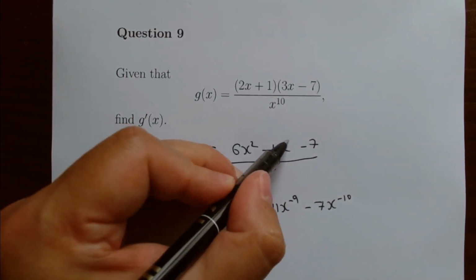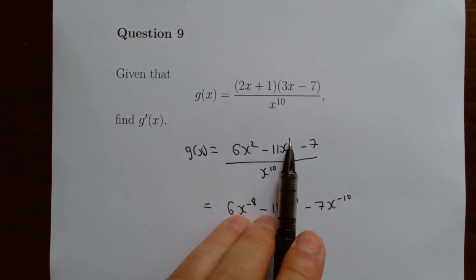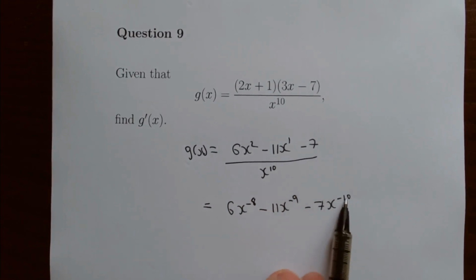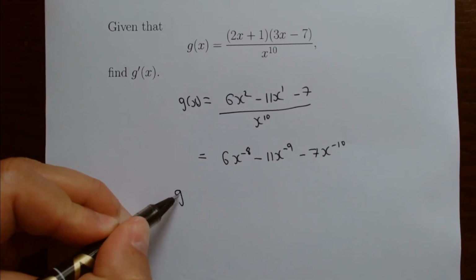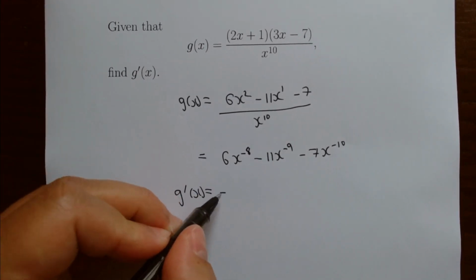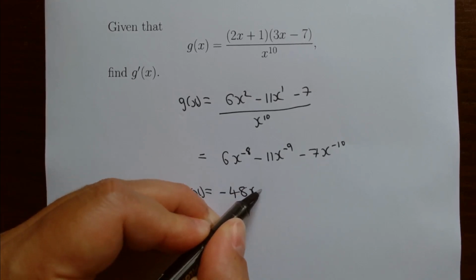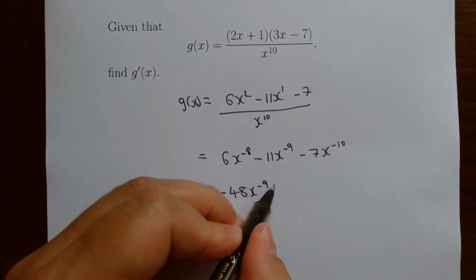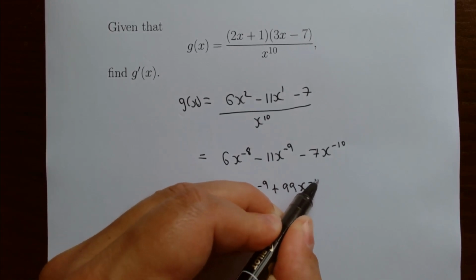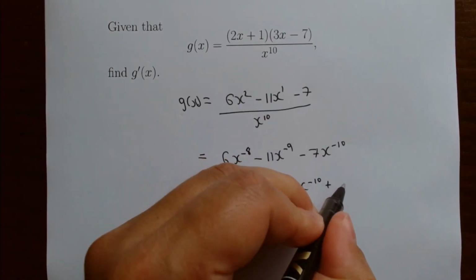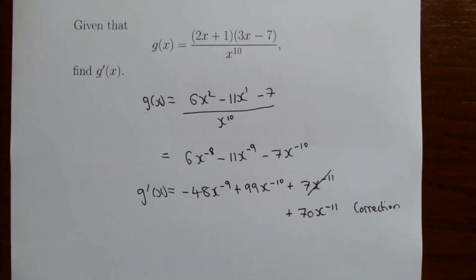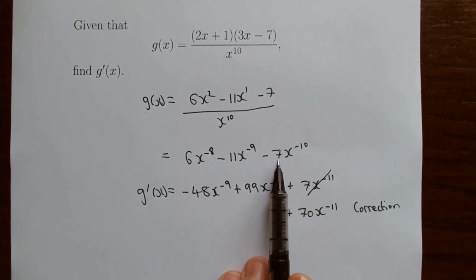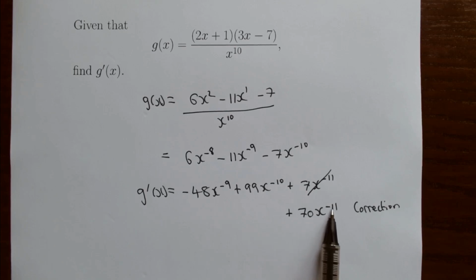So if there's a 1 there, we just minus 10 off each of the indices, and that was x to the 0 becomes that. And now we can differentiate. So you get minus 48x to the minus 9 plus 99x to the minus 10 plus 7x to the minus 11. Okay, there's a little correction. It's not 7x to the minus 11. When that 10 comes down, it's positive 70x to the minus 11.